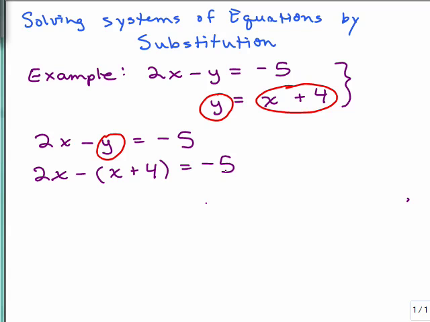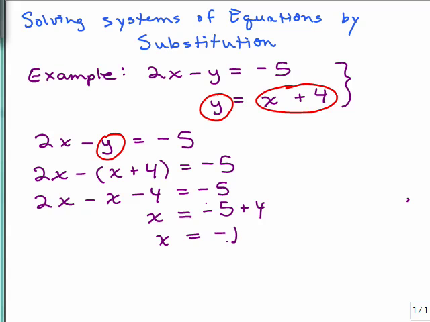Now what we have is an equation with just one variable. Alright, so we need to do the distributive property here. 2x minus x minus 4 equals -5. I'm going to combine like terms on the left, which is going to be x, and at the same time I'm going to add 4 to both sides. So x equals -1. This gives us the x coordinate of our ordered pair. So we know that in our solution it looks like the x value is going to be -1.